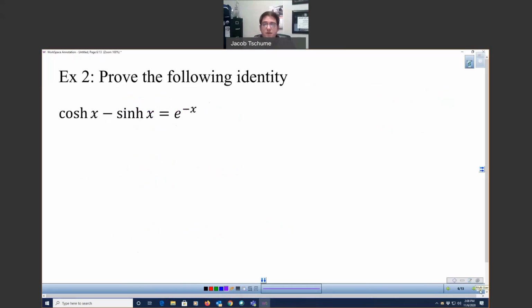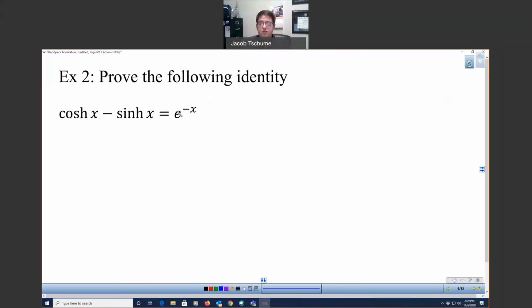All right. The other good thing about hyperbolic trig functions is that you can use them to show basic identities. So for example, let's prove that the following is true. This is an identity I did not give you. Let's show that the hyperbolic cosine of x minus the hyperbolic sine of x is going to equal just an exponential function, e to the negative x.